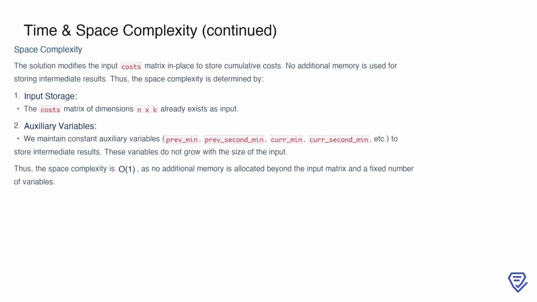Additionally, we maintain a small, constant number of auxiliary variables such as prev_min, prev_second_min, cur_min, and cur_second_min to keep track of intermediate results during computation. These variables do not depend on the size of the input and remain constant regardless of n or k. As a result, the space complexity of the solution is O(1), meaning it uses constant extra space.